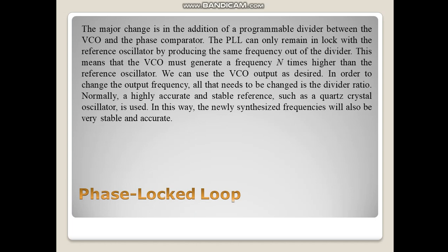The major change is the addition of a programmable divider between the VCO and the phase comparator. The PLL can only remain in lock with the reference oscillator by producing the same frequency out of the divider. This means that the VCO must generate a frequency n times higher than the reference oscillator. We can use the VCO output as the desired output, and to change the output frequency, all that needs to be changed is the divider ratio. Normally, a highly accurate and stable reference such as a quartz crystal oscillator is used. In this way, the newly synthesized frequencies will also be very stable and accurate.